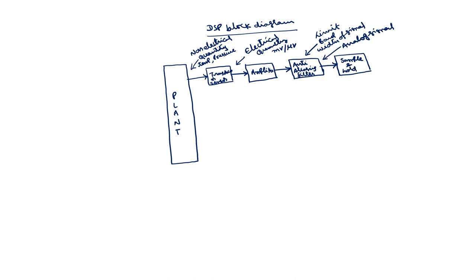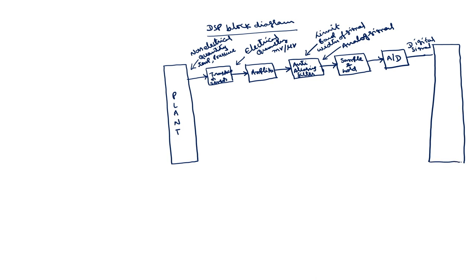You have to sample according to the sampling theorem, and then you have to hold the value till the next sample is taken. Then you have to apply it to the A to D converter, then you will get a digital signal here. This will be processed by a digital signal processor. After processing, again this will give the digital signal. This will be converted back to analog signal using D2A converter.